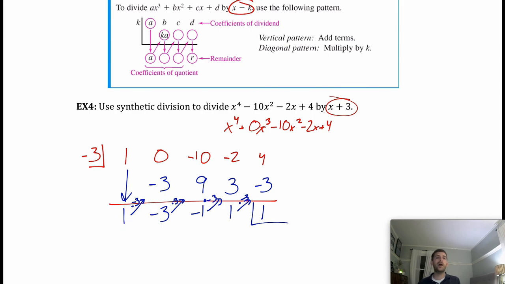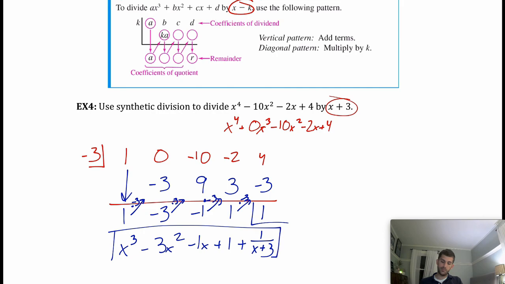In general, your highest degree should always be 1 less than we started with. We started with x to the fourth, and so now our leading coefficient, our highest degree is going to be x to the third. So it's going to be 1 x to the third minus 3x squared minus 1x, or just minus x, plus 1. And then we have the remainder of 1. But remember, we put our remainder over our divisor, so 1 over x plus 3.